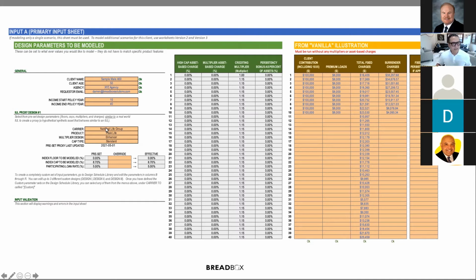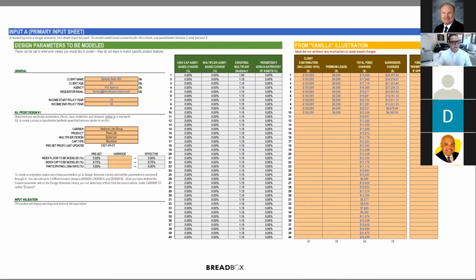All of these cells have drop-down menus, and you can select from them. What we'll do is import what we see here in the gray area: the multiplier asset-based charge, if there is one, the multiplier factor, and any persistency bonus if that particular product has one.